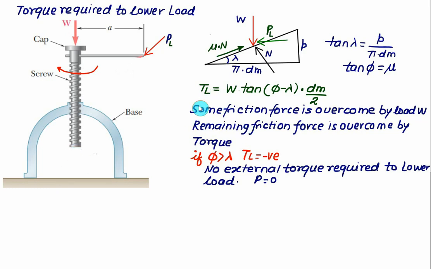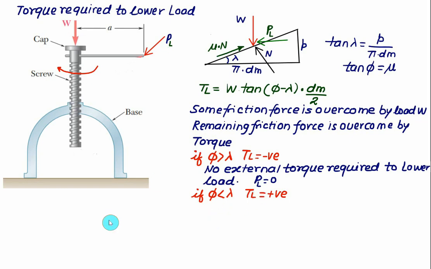TL is positive only when the value of phi will be less than lambda. This condition is called as self-locking. So if the value of phi, that is a friction angle, is less than the lead angle, then it is guaranteed always the value of TL will be positive. When the TL is positive, it means that the external torque is required to lower the load. That is, some value of P you have to apply. So you must apply a certain force here that equal to PL. Then only the load will move downward.